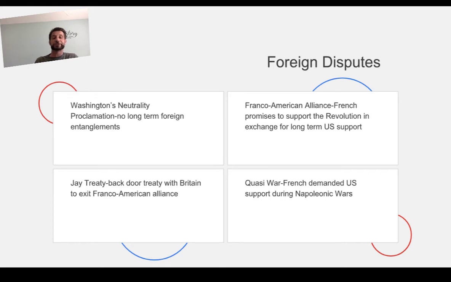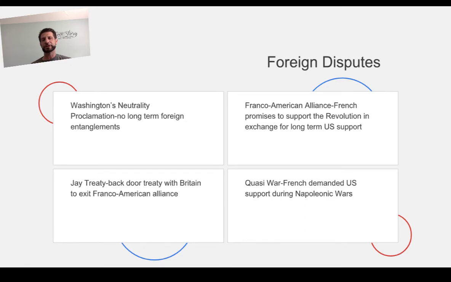Because of that, we send out our Secretary of State, John Jay, who makes a backdoor treaty with Britain that says, hey, look, we're going to leave the Franco-American alliance. We want trade with you. And in the midst of all this, France begins demanding in what was known as the Quasi-War that we support them in the Caribbean. Now, keep in mind, at that point, Napoleon had taken over France. And the demand from France is that we support them in their war against Britain.